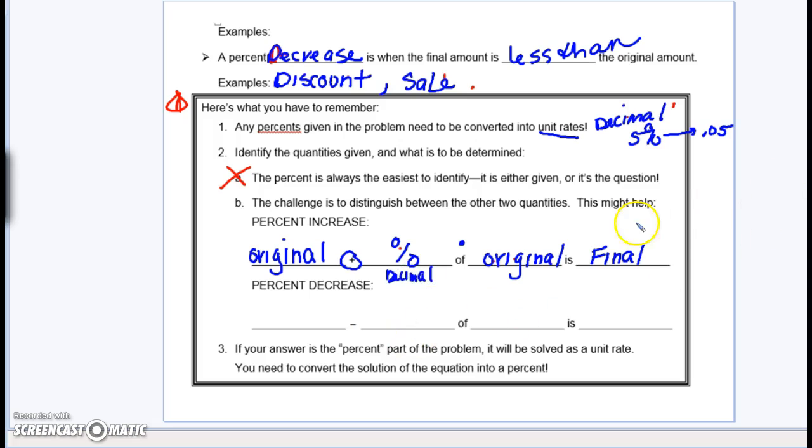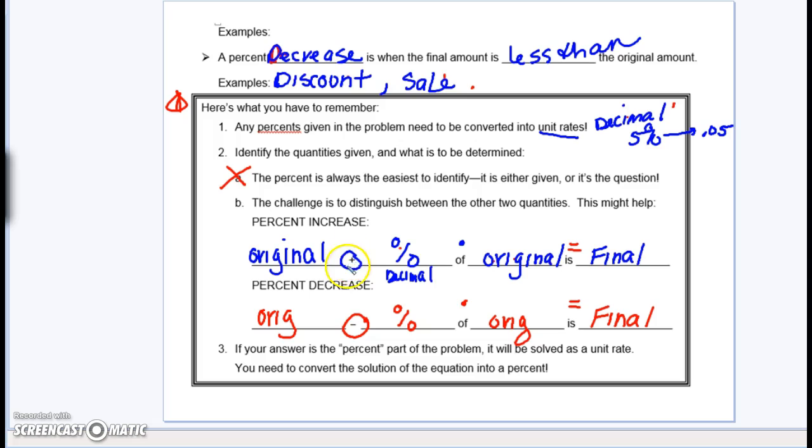All right, let's talk about this percent decrease. If it's a decrease, it's going to look very similar. We're going to take that original amount, but this time we're going to subtract the percent of the original, so times the original, is going to give us that final amount. I kind of skipped this, but remember "is" always means equals.